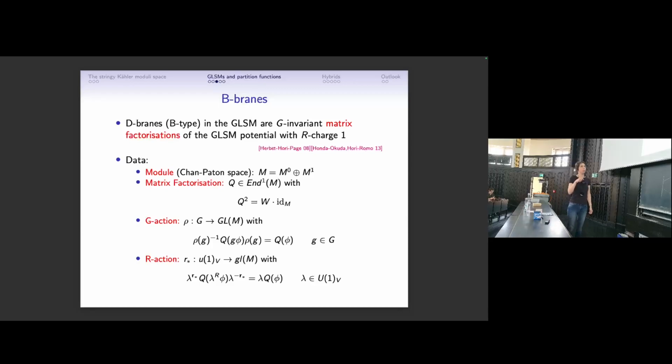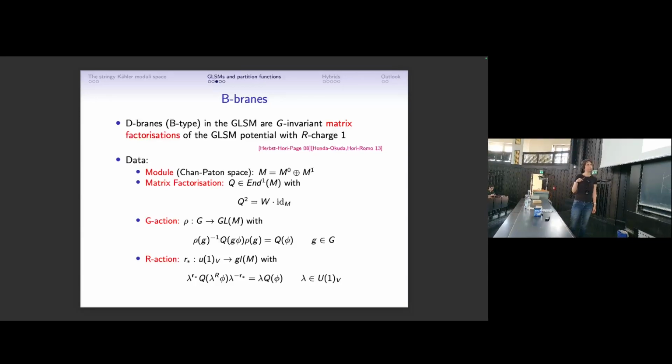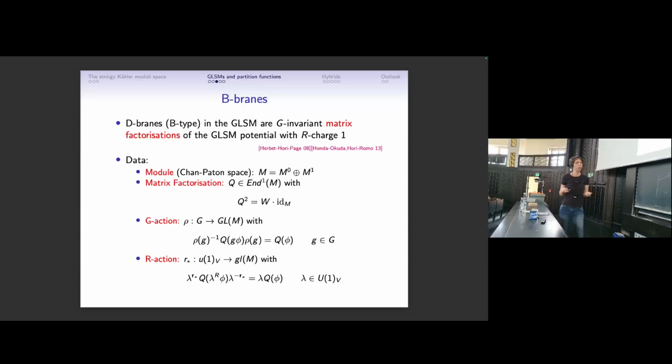And we also have the gauge symmetry and the vector R symmetry acting on the D-branes. So gauge invariance implies that the matrix factorization itself is invariant, and R symmetry implies through this matrix factorization condition that the matrix factorization has to have R charge 1. And this is also very explicit. You can compute these charges just as matrices.